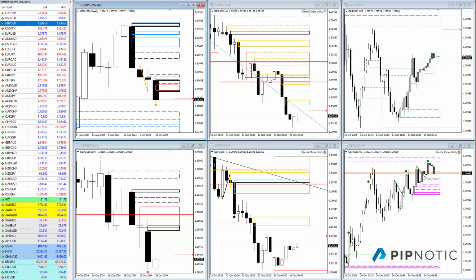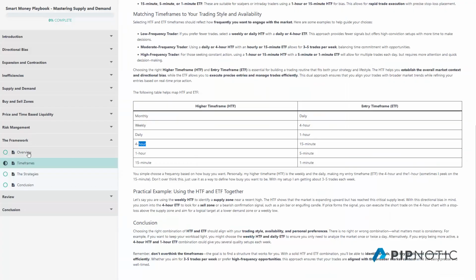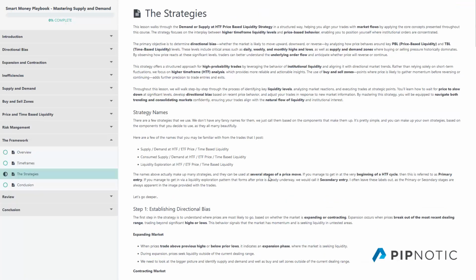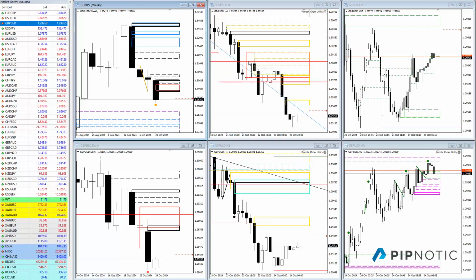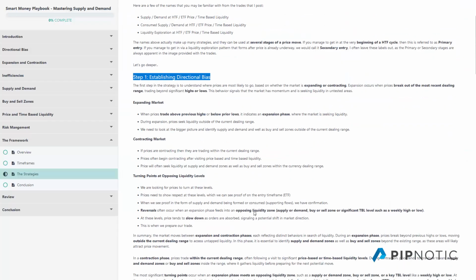And here in the course, once I manage to get that done, the strategies, it'll walk you through one by one. First, we have the directional bias. This is what we saw. Here we have the directional bias. And the directional bias is just based on taking out previous highs or lows. If we're taking out highs, we're going high. If we're taking out lows, we're going lower. Okay, and then you move to the next one.